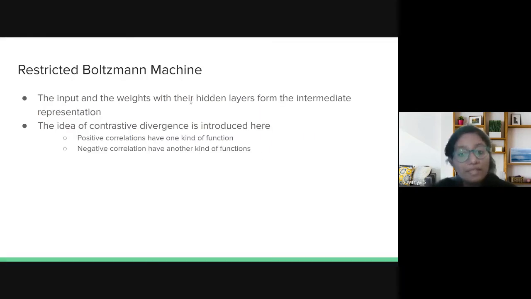Now the input and the weights with the hidden layers, just like our autoencoders, form the intermediate representation. In this lecture, I told that the weight, whether it's positive or negative, denotes that we have some kind of a positive or negative correlation with the hidden causes that we're trying to discover. And this is the idea we will be seeing in the next lecture for metric learning that I wanted to highlight here.